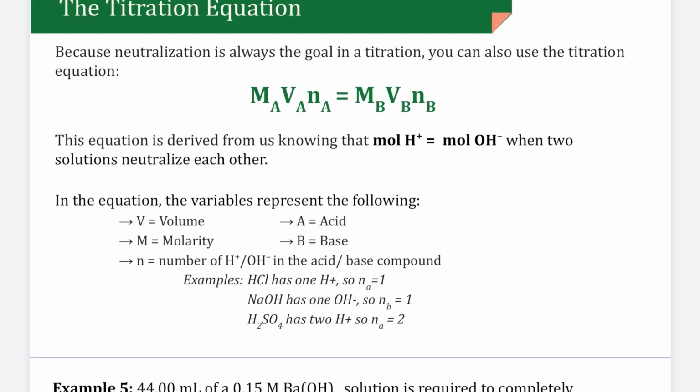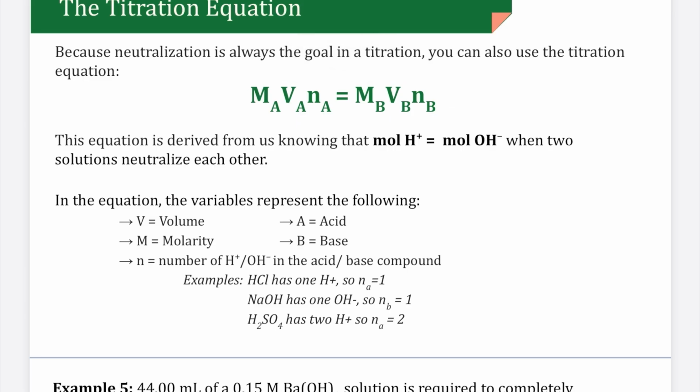One thing to note is that it is just how many H's. Because we need this to be a balanced reaction, HCl has one hydrogen, so that would be an Na of 1. NaOH would be an Nb of 1. H2SO4, because there are 2 hydrogens, we do need to use an Na of 2, even though it would only dissociate one of those. And so we can use this formula.